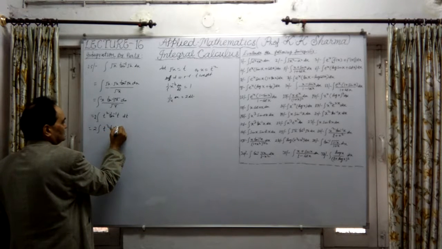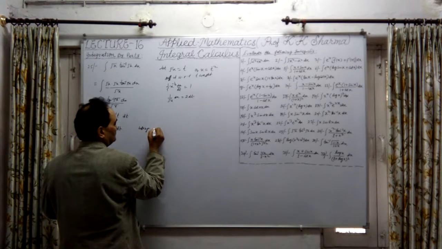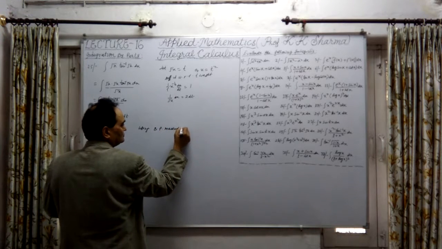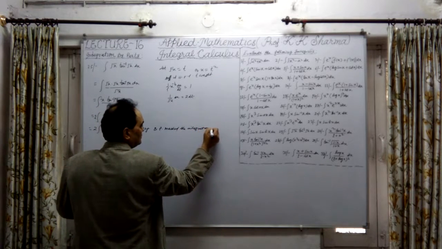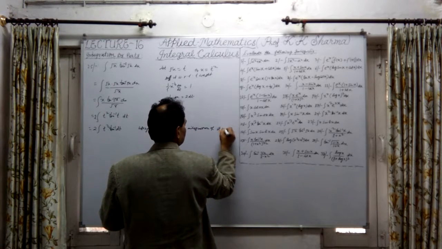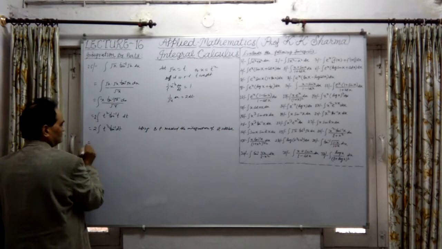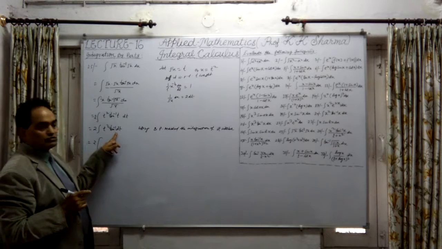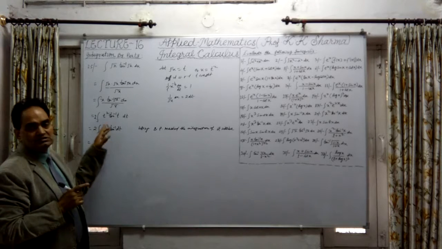Tan inverse t square dt. Now using the bypass method, the integration of it will be, let me take 2 common. Now this is an inverse function. The inverse function is the first function, and this t square, which is an algebraic function, is the second function.